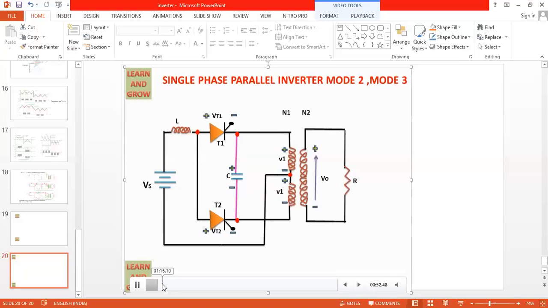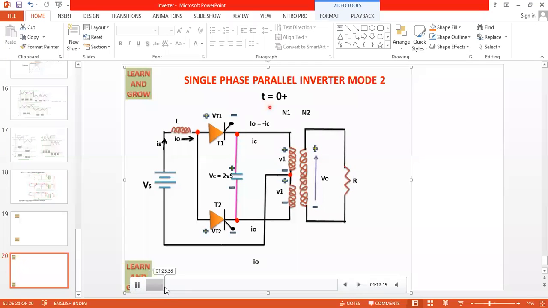So what is mode 1? Mode 1 is SCR1 is on, and mode 2 is SCR2 is on. And in mode 2 the capacitor is discharging. So now we see what happens in mode 3. Now mode 3 starts again. In mode 3, this is what we have seen in mode 2. So now we are discussing mode 3.